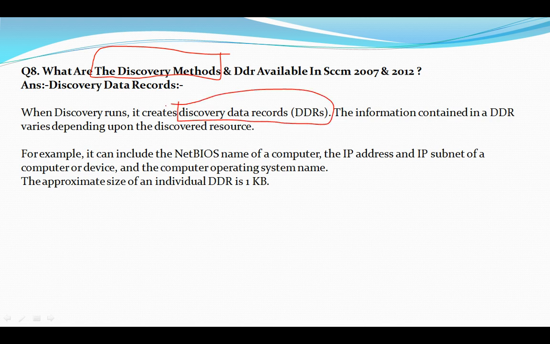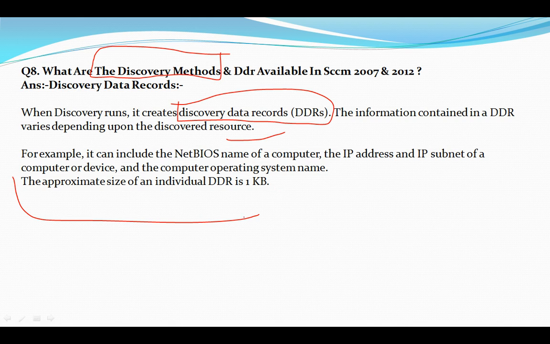Okay, when a discovery method runs, it will create some data which is known as DDR. The information contained in a DDR varies depending upon the discovered resources. So the record of a DDR will depend on what kind of resources it is discovering. For example, it can include the NetBIOS name of a computer, the IP address, and the subnet mask of the computer or device. The approximate size of an individual DDR is 1 KB. So this is known as DDR.